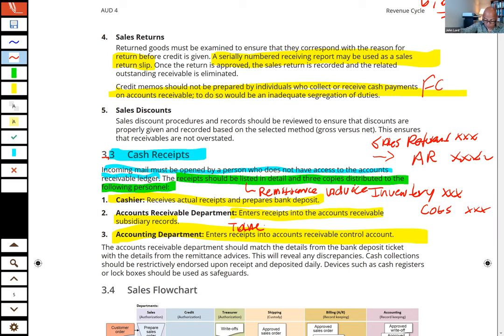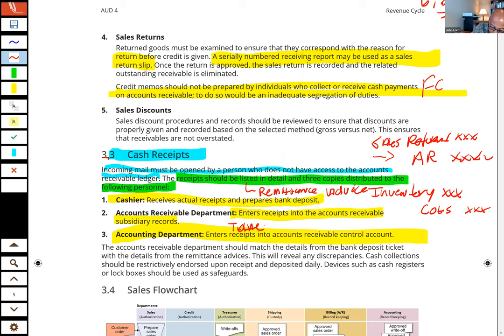And both of them, right, there's 3 of these remittance advices, the listing, the detail of what was collected. There's the copy that goes to the accounting department. That's going to sit there and have the total, and they'll enter the total. The subsidiary records will be updated person by person for each receipt that's listed on there. And then the cashier has the deposit ticket.